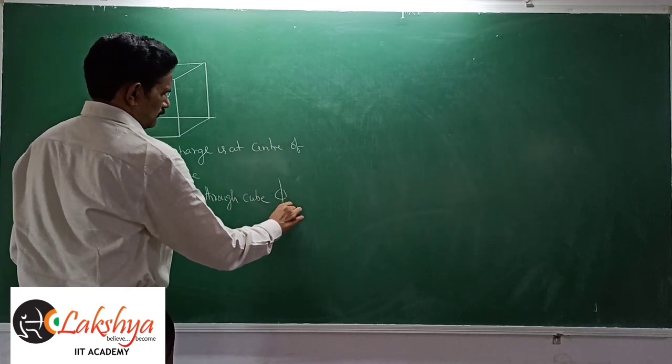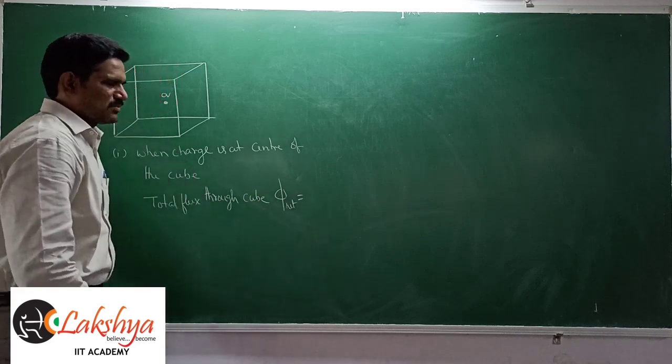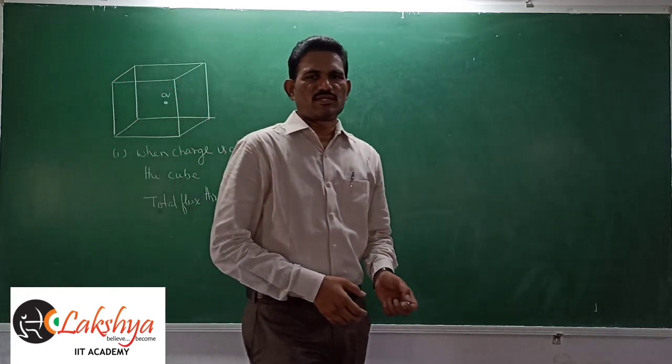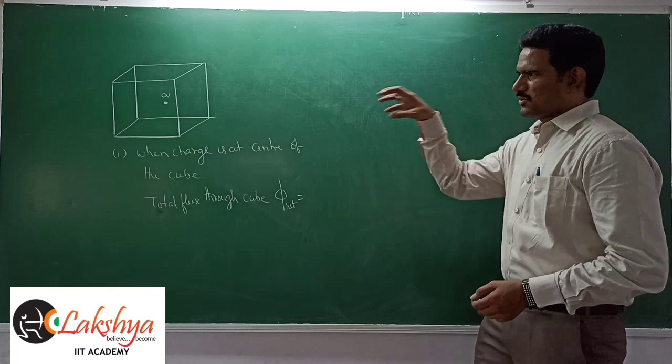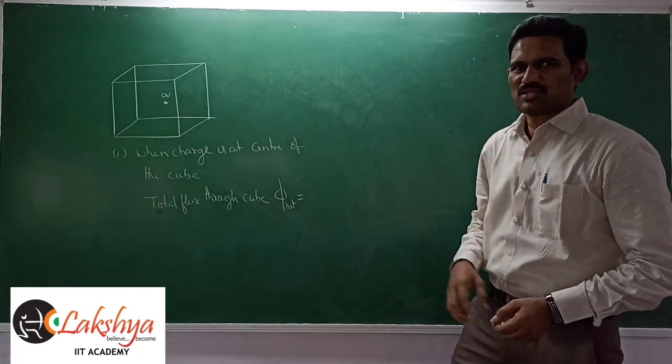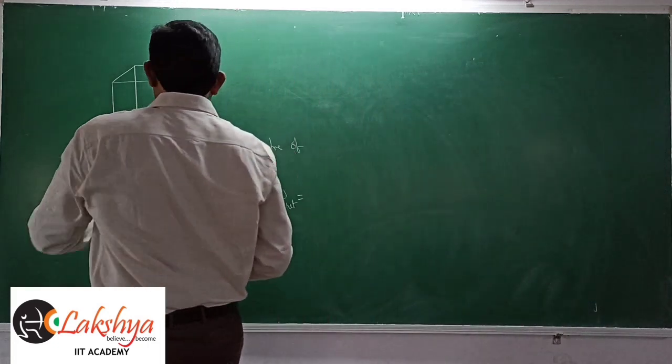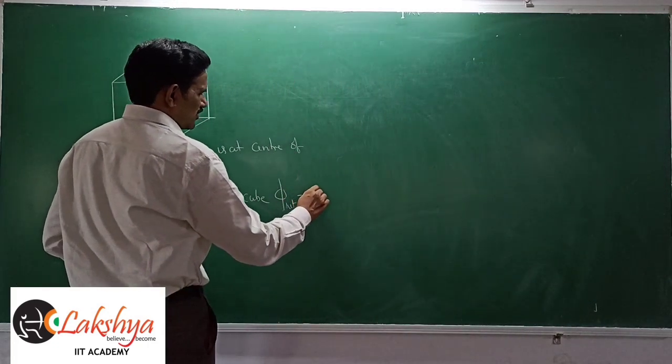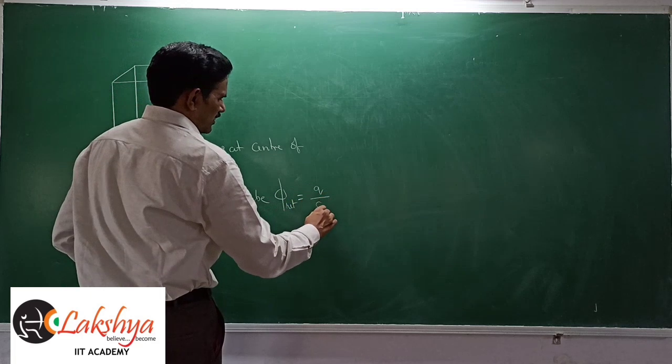Just again basing on our Gauss law. Our Gauss law is nothing but whatever the charge enclosed, the total flux will be equal to 1 by epsilon naught times the charge enclosed. Here we can take the charge enclosed as Q, so I can write it as Q by epsilon naught. That is the total flux here.